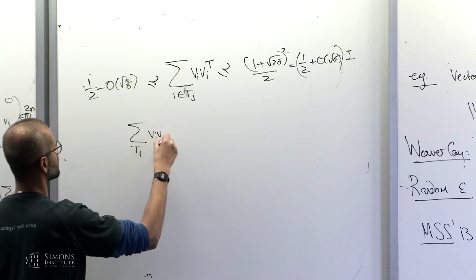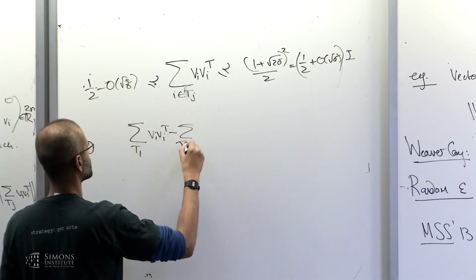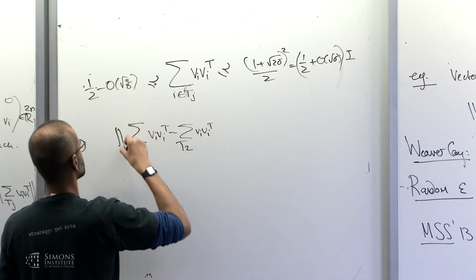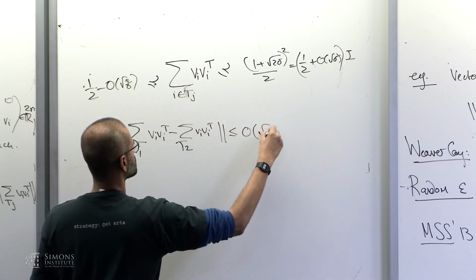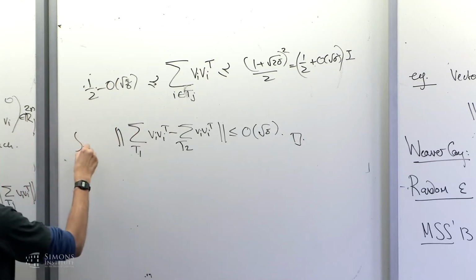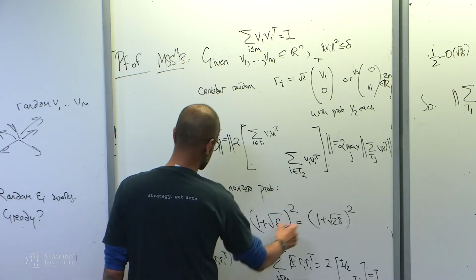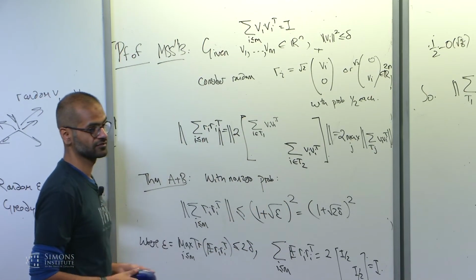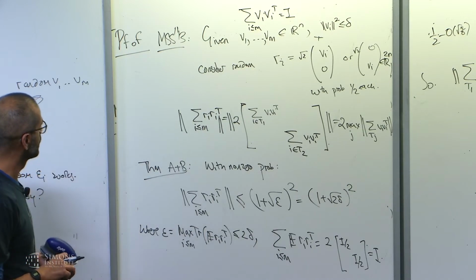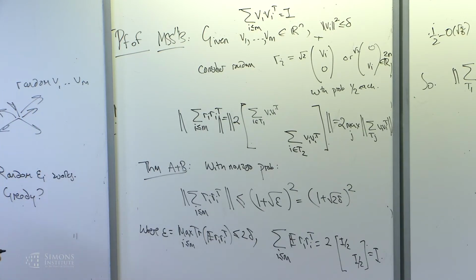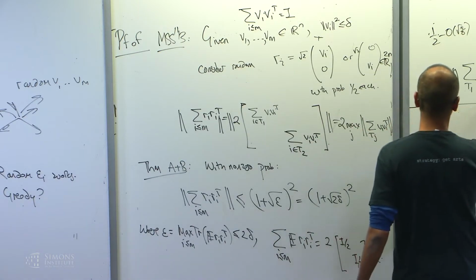So if I look at the sum inside T1 minus the sum inside T2, it's an immediate consequence of theorems A and B, which give you a dimension-free bound on the norm of a random matrix of this type. Okay, so any questions about that? Okay. Now I'll just spend the rest of the time explaining the proof of theorem B.